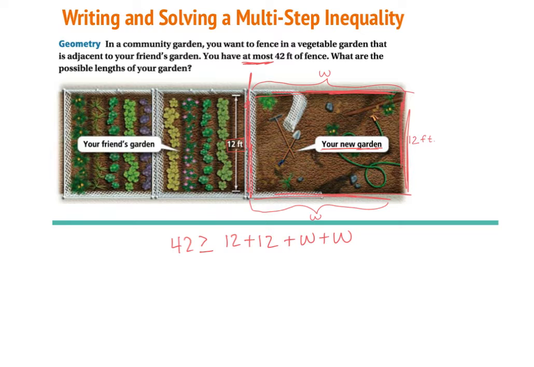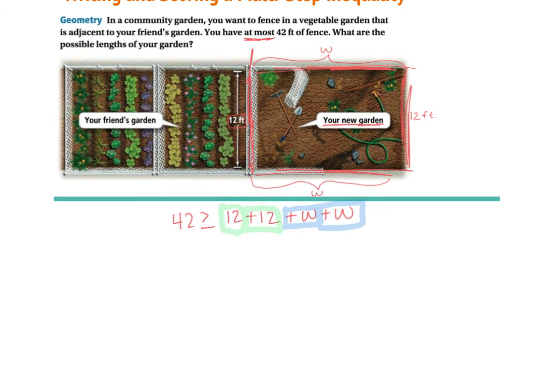So now that we've done that, we can go ahead and highlight what we're going to combine. These two we're going to combine, the W's, and we're also going to combine the 12s, okay? Because they're like terms, all right? So here we go. Let's do 12 plus 12 is going to give us 24, so 42 is greater than or equal to 24 plus W plus W is going to give us 2W.